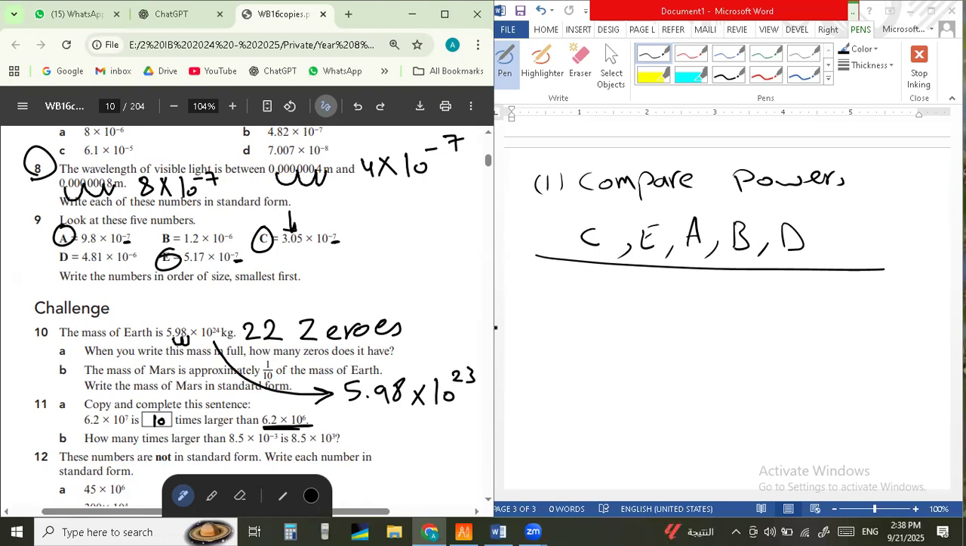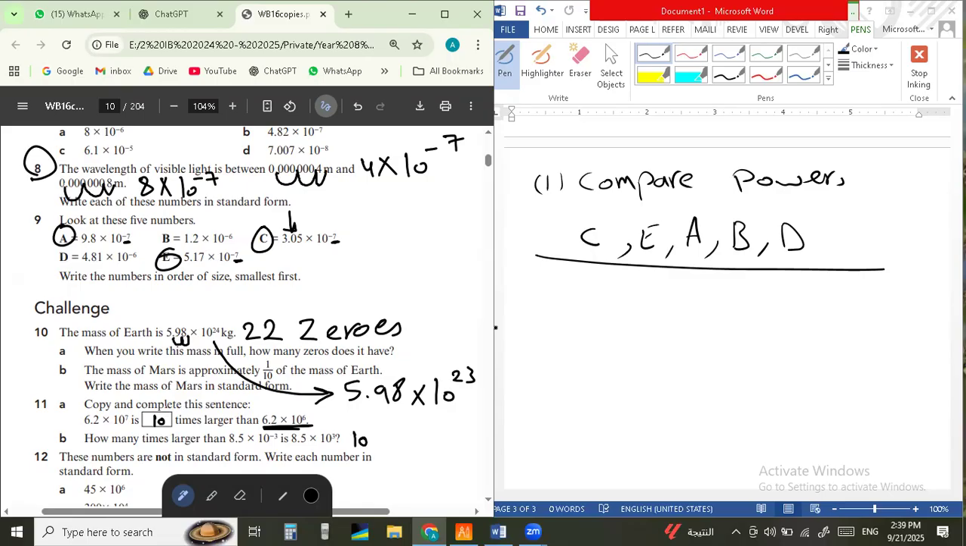8.5 times 10 to the power of 3 is how many times larger than this? Okay, I need to find the difference between the powers. So here it's how many times, 10 to the power of, between the 3 and the negative 3, I have 6.